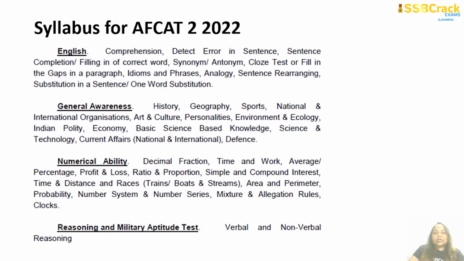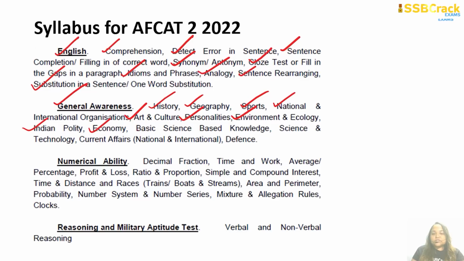So you can see again in English, all these topics are there: comprehension, detect error in sentence, completion or filling in of correct word, synonym, antonym, cloze test or filling in the gaps in a paragraph, idioms and phrases, analogy, sentence rearranging, substitution in a sentence or one word substitution. Similarly, in general awareness, you have history, geography, sports, national, international organizations, art and culture, personalities, environment and ecology, Indian polity, economy, basic science-based knowledge, science and technology, current affairs, national, international, defense.